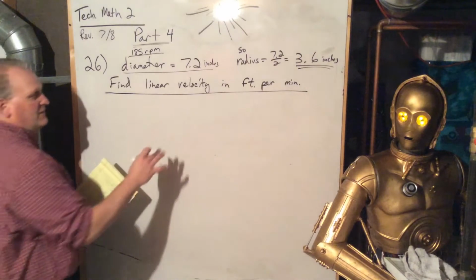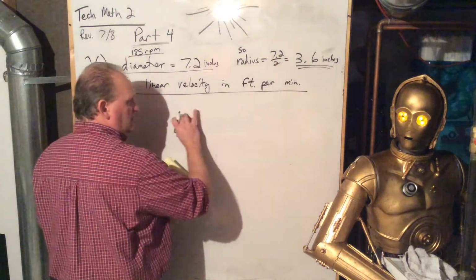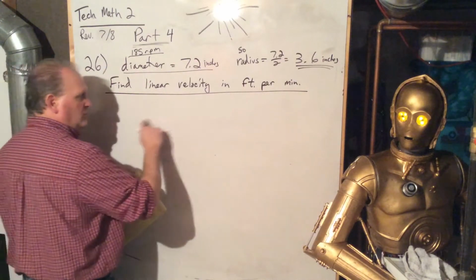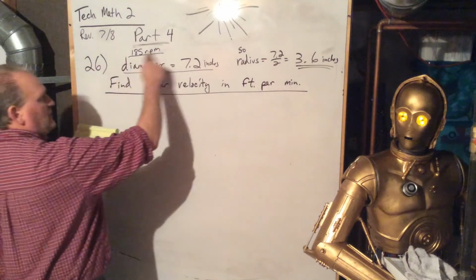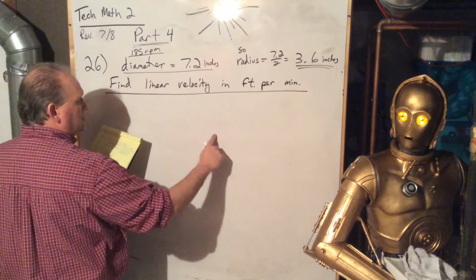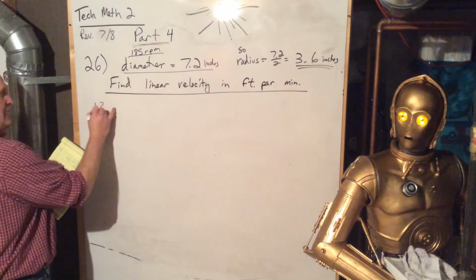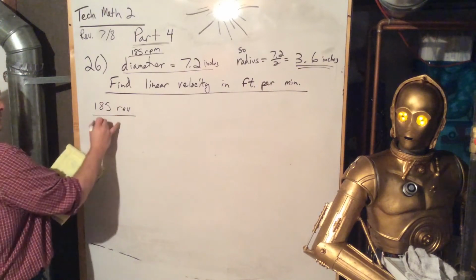Linear velocity, if you think about it, think of it as like an arc length. It's rolling on the ground. So if I dipped it in paint and then rolled a wheel, it would just make this straight line. So each revolution makes a certain line on it. And so we're going to look at that as 185 revolutions in 1 minute.